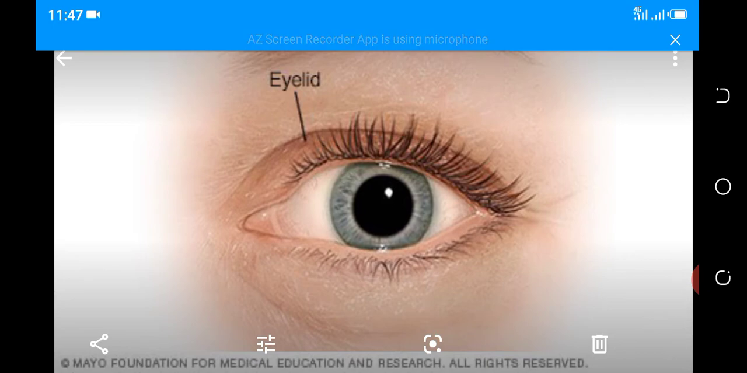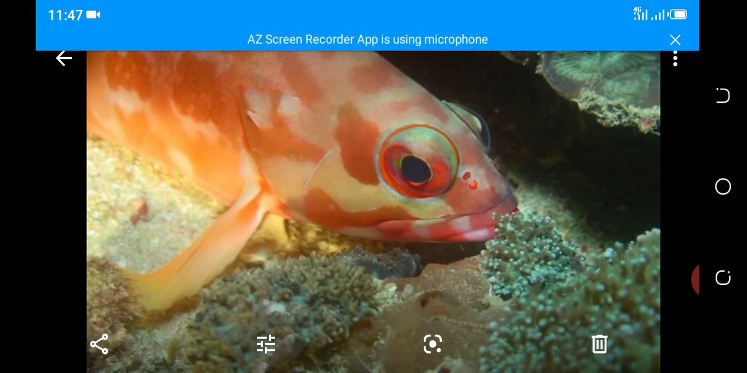This is very important information. Fish are not able to close their eyes because they have no eyelids. They don't have eyelids. So because of that, they cannot close their eyes. When they are asleep, their eyes will be open. Just like this, this fish is sleeping with open eyes because they don't have eyelids.